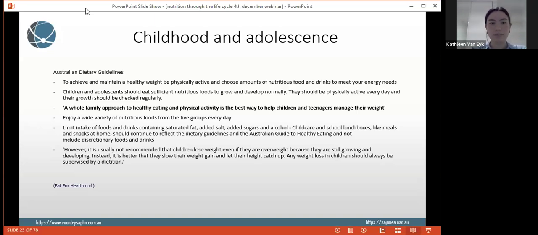And in terms of weight management, we don't usually recommend that a child loses weight because they're still growing, and that's really important. So we usually try to maintain their weight and let their height catch up with them, and focus our education more on healthy habits and just healthy eating to begin with.